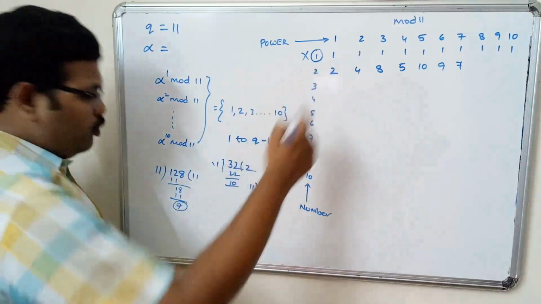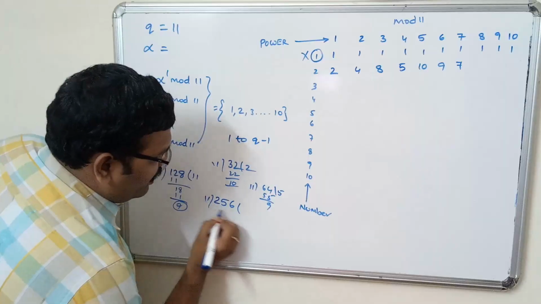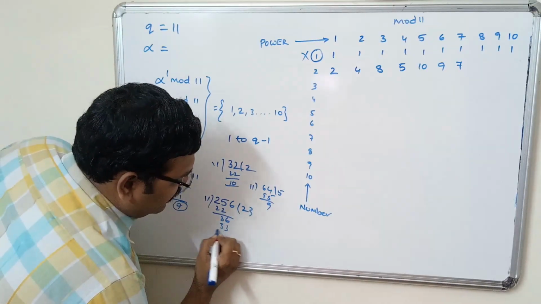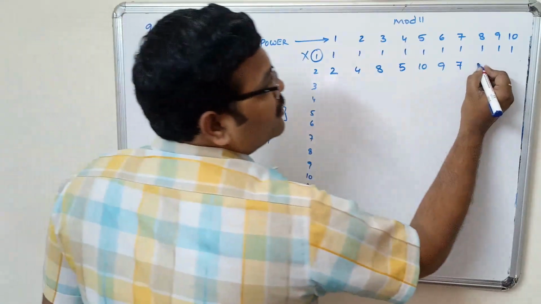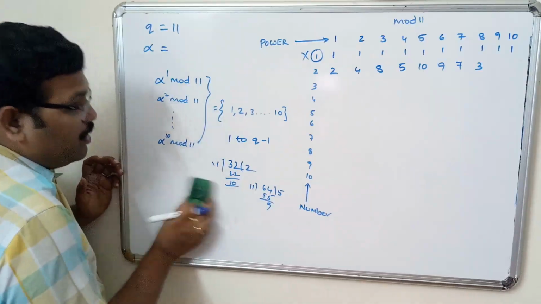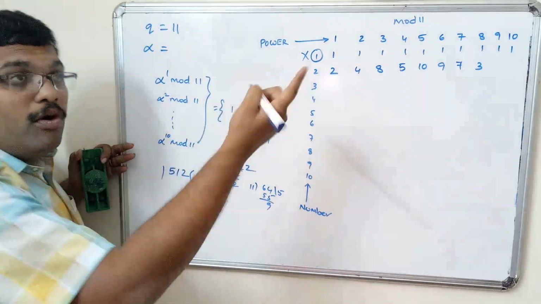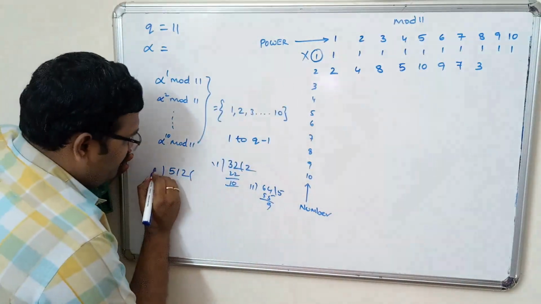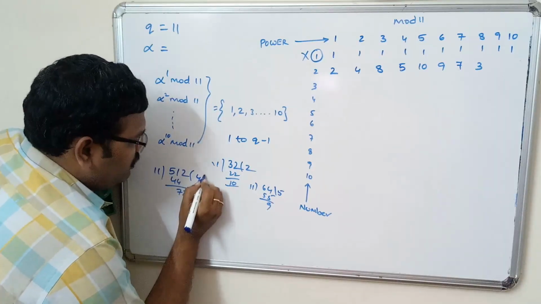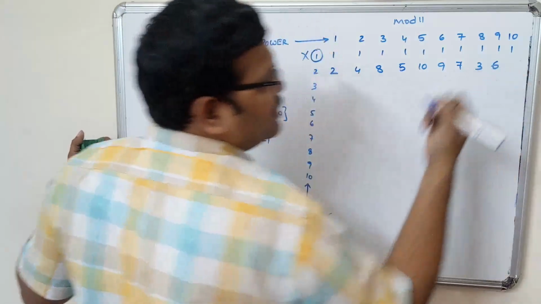Next 2 power 8, that means 256 mod 11. 11 times 23 is 253, so the difference is 3. So the result is 3. Now 2 power 9, that means 512, which we have to check mod 11. 11 times 46 is 506, the difference is 6. So here we got 6.